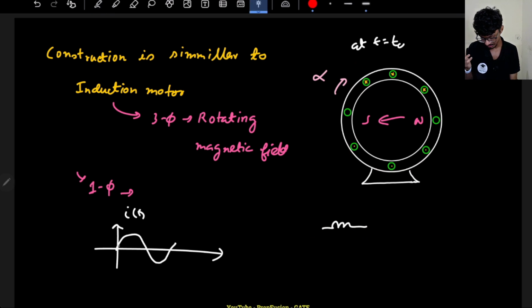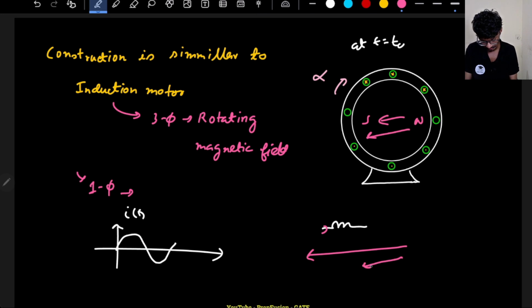It is sinusoidal. Let's say current is increasing here. This is my i of t. If current is increasing, then the magnetic field going from the north to the south pole will increase. Then the current reaches its peak, the maximum here. Then again it is reducing, so the magnetic field will reduce.